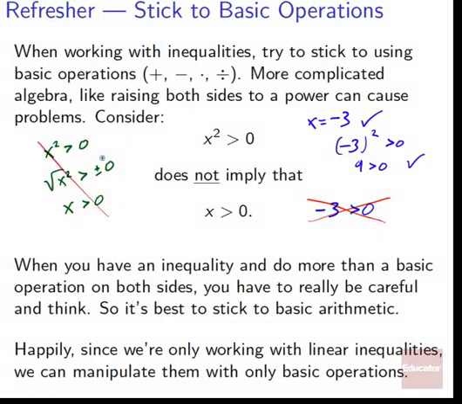So this idea here doesn't work because we're dealing with an inequality. We can't just take square roots like we can when we're dealing with equations, which is how we built up all that previous theory. So when you have an inequality and you want to do something more than just a basic operation on both sides, you really have to be careful and think about what you're doing. That means that it's best to stick to basic arithmetic. So we really just want to stick with addition, subtraction, multiplication, and division.